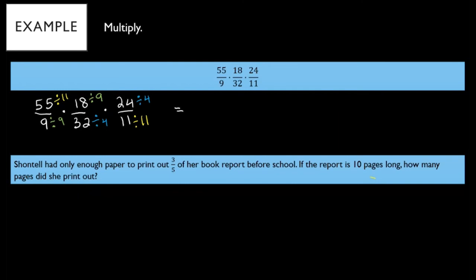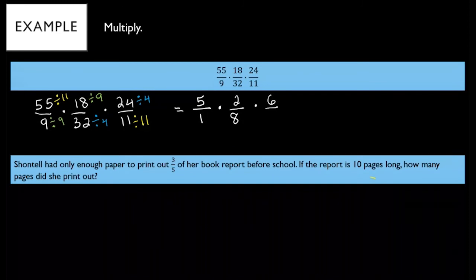Now I'm going to actually do my division here. So 55 divided by 11 is 5. 9 divided by 9 is 1. So that's one fraction. 18 divided by 9 is 2. 32 divided by 4 is 8. Then I've got 24 divided by 4 is 6. 11 divided by 11 is 1.